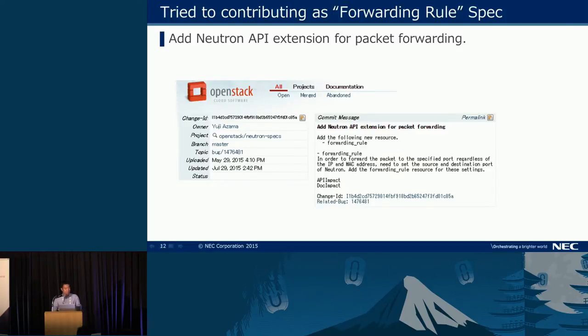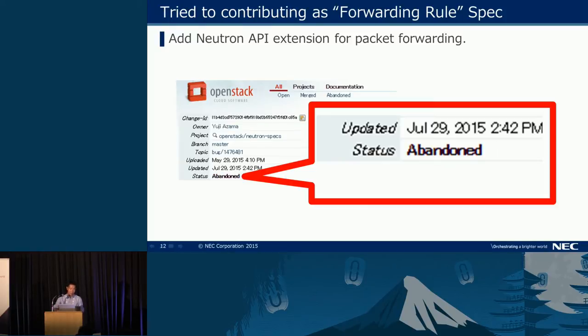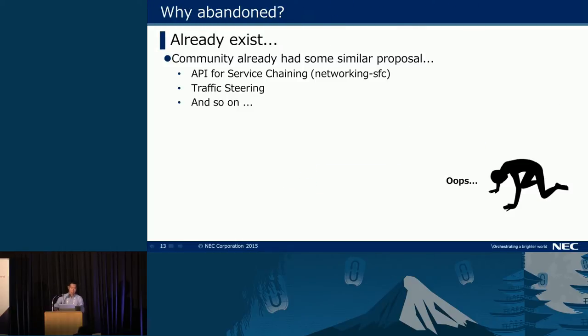I thought trial 2 was a good idea, so I proposed forwarding rule to the community. This was my first contribution. I'm very excited. However, it's abandoned. This is because the community already had some similar specs, for instance, API for service chaining, traffic steering, and so on. I should have had an interest in the community trends.